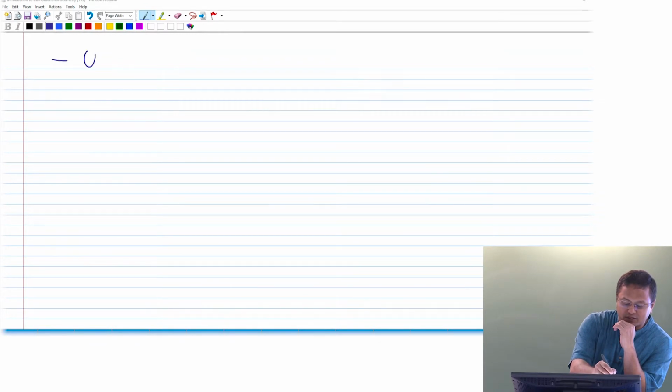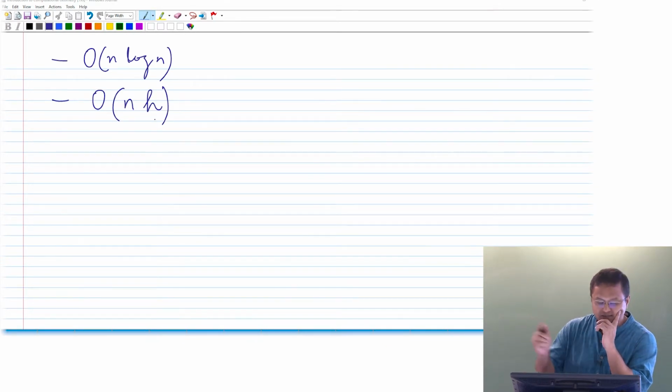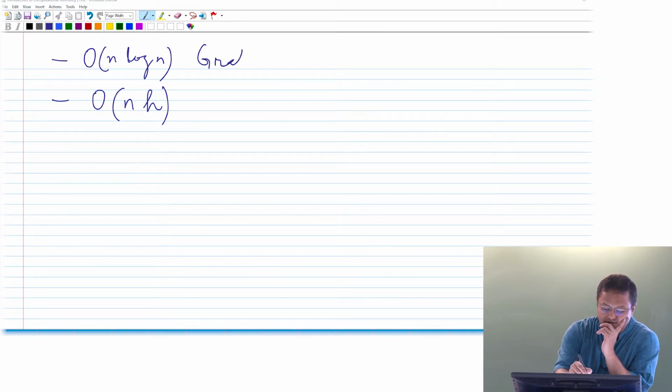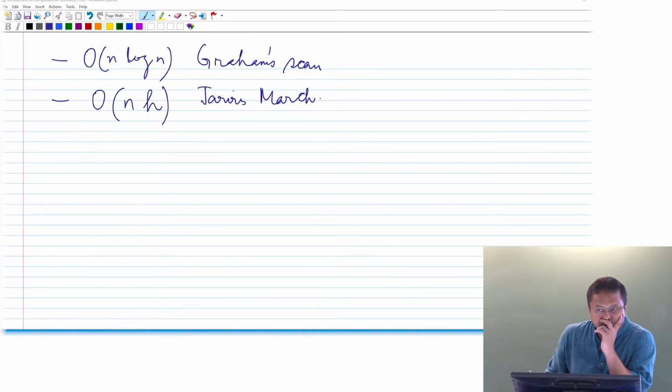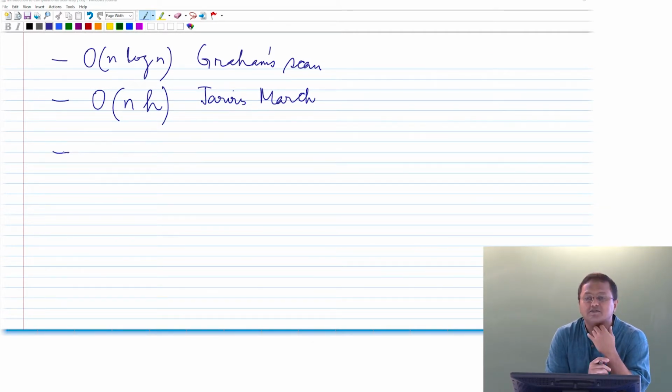So, first one was n log n. Next we saw NH. So, this was Graham scan. This is Jarvis March.